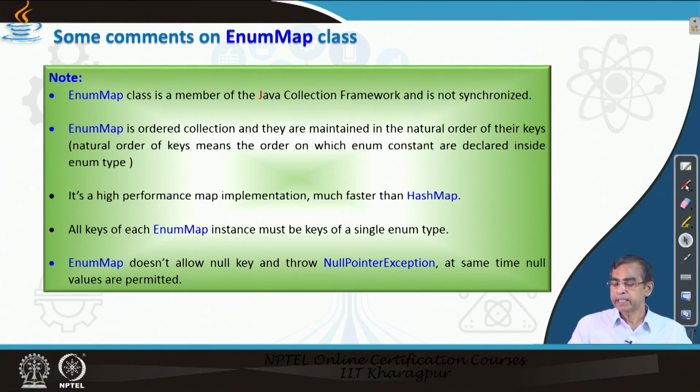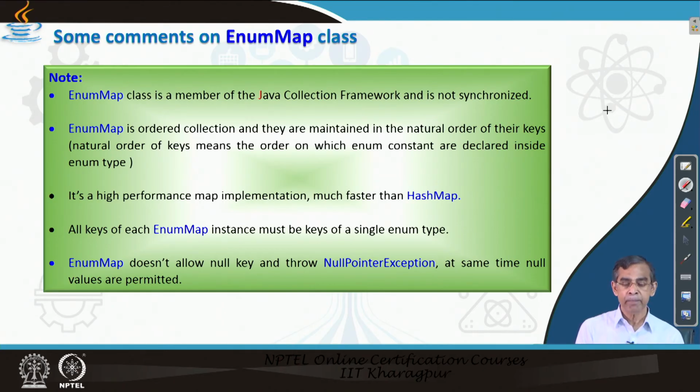Here are a few points that you should note. The EnumMap class is a member of the Java collection framework, and it is not synchronized. Not synchronized in the sense that if you write a multi-threading program using EnumMap, it is not advisable, since it is not meant to have synchronized methods for this type of object. EnumMap is an ordered collection, maintained in the natural order of its keys. For example, if EnumMap defines S, M, L, X, it will be stored in that order, and it is a highly performant data structure for table maintenance compared to HashMap or other structures.